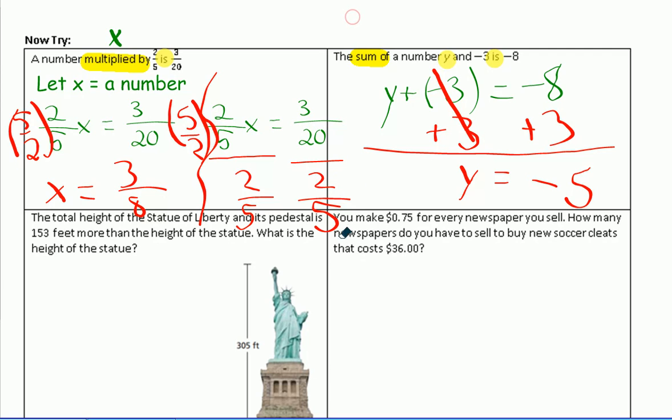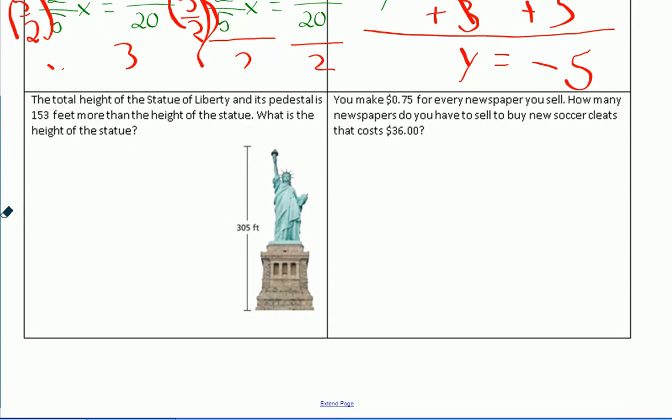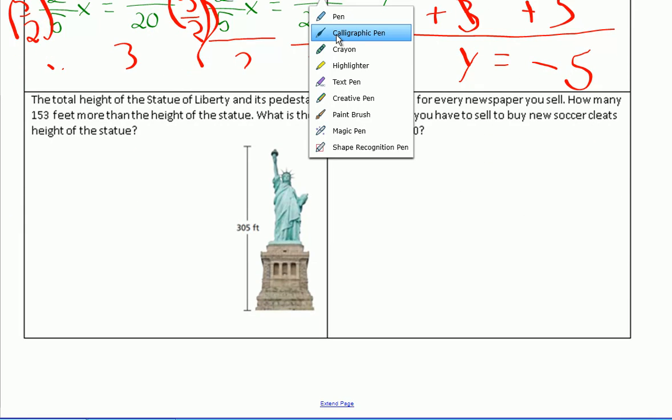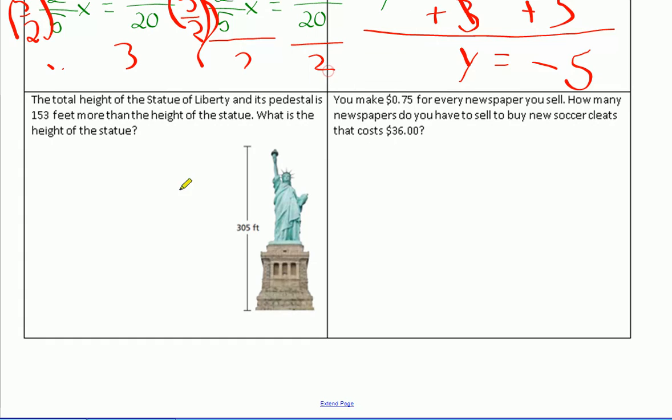Okay, I'm going to do a little bit of erasing so I can see the next 2 questions down here. All right, again, clue words. I'm looking for clue words. I'm looking to see if there's a variable or not a variable. The total height of the Statue of Liberty, total height, and its pedestal, okay, is 153 feet more than the height of the statue. What is the height of the statue?